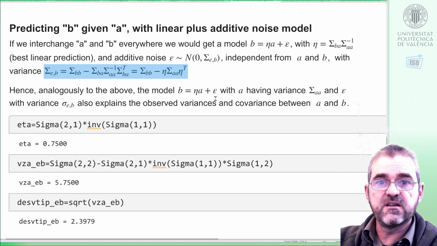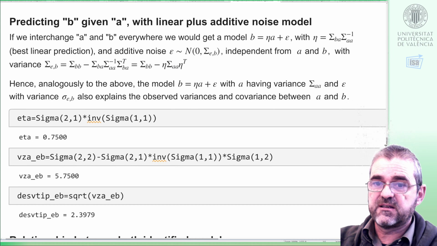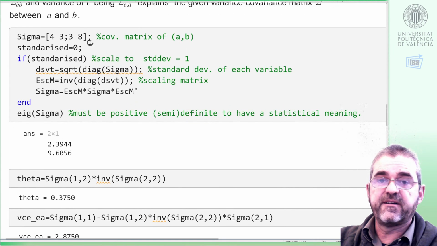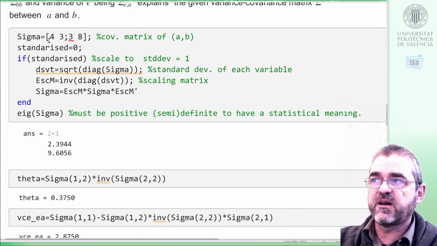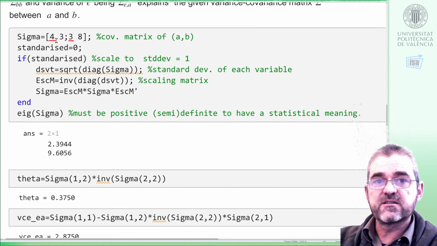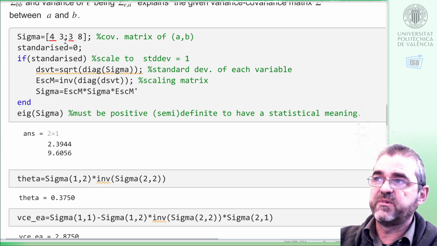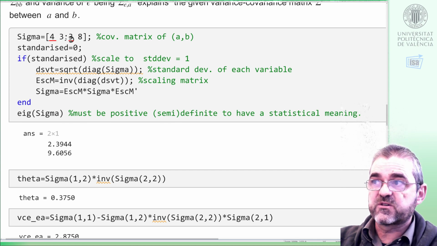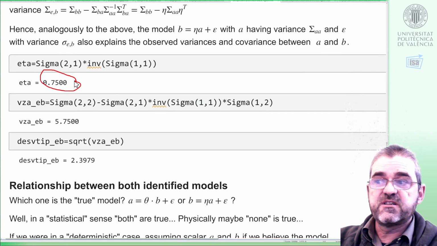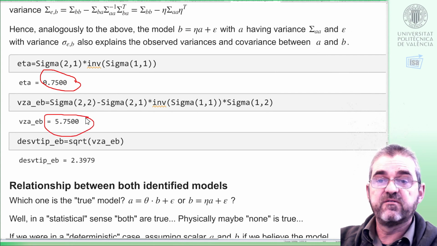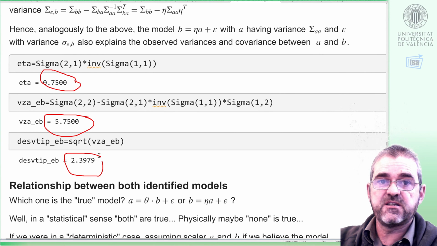So what does it give numerically? Well, in this case, back to the variance, if I want to predict B, then the best linear prediction will be 3 divided by 4, that is 0.75 A. And the residual variance of the prediction error will be 8 minus 3 squared divided by 4. So this is the coefficient that multiplies A to get B and the residual variance, residual standard deviation.